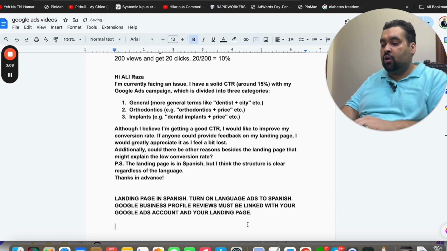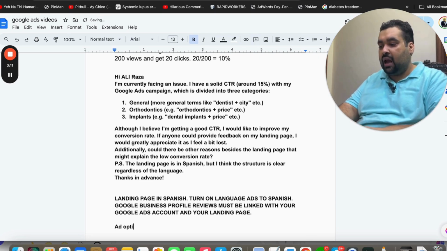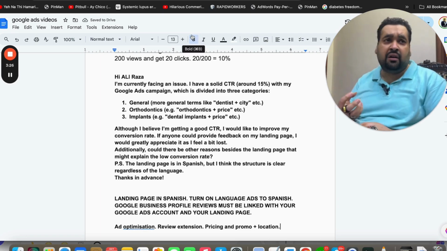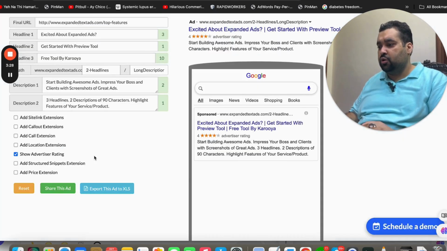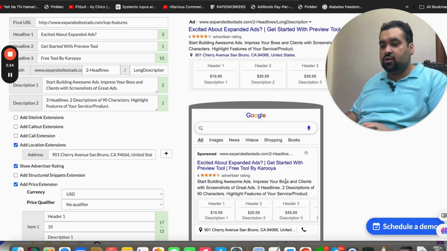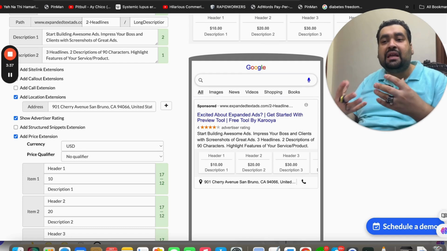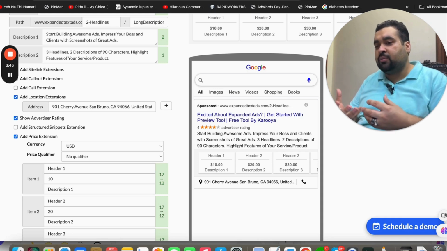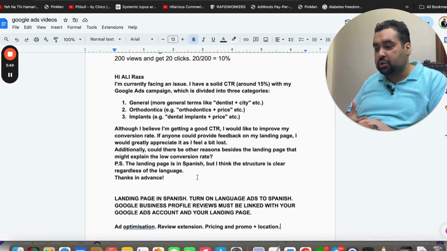Now you can also do ad optimization. Ad optimization is like the view extension, pricing or a promo extension, plus location extension. I think these things make your ad more authentic in the eyes of the consumer. If I show you the price extension and location extension, you can see how a normal ad turned into a very appealing ad for the consumer. So ad optimization plays a crucial role in optimizing your conversion rates. My suggestion over here is to do this.